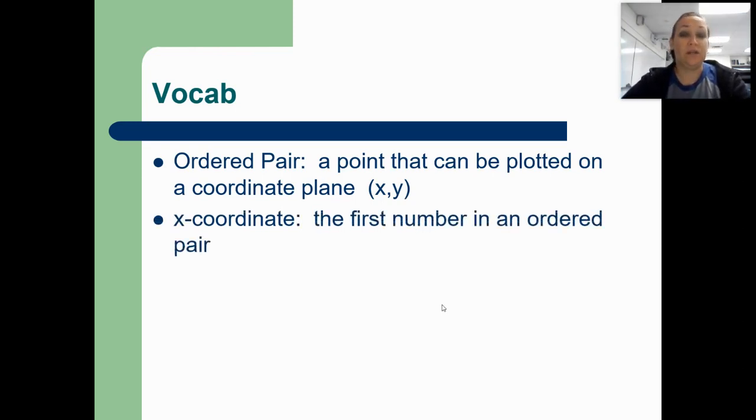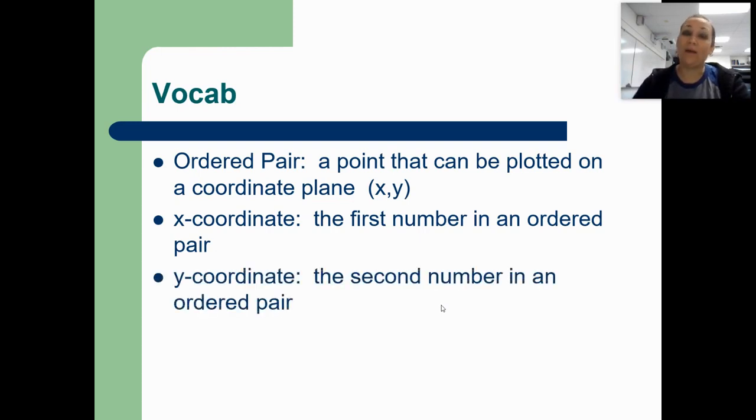The x-coordinate is the first number in the ordered pair, and the x-coordinate tells you how far to go on your x-axis, so it's telling you how far to go to the right or to the left. And then the y-coordinate would be the second number in the ordered pair, and it's telling you how far to go on the y-axis, and that would be up and down. Both of those numbers together tell you the directions to go to plot your point.